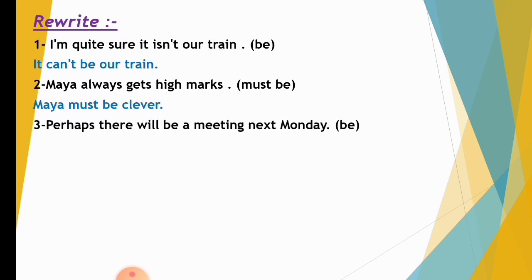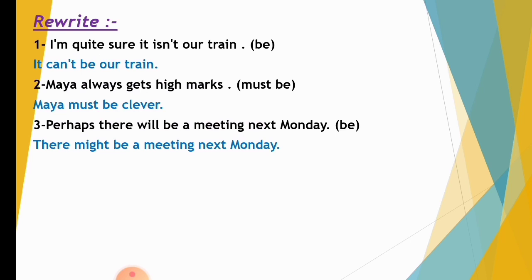Question number 3. Perhaps there will be a meeting next Monday. I asked you to use be. So you should think first. Which be? Can't be, might be, or must be. We have here perhaps, which means might be. So the answer is: there might be a meeting next Monday.